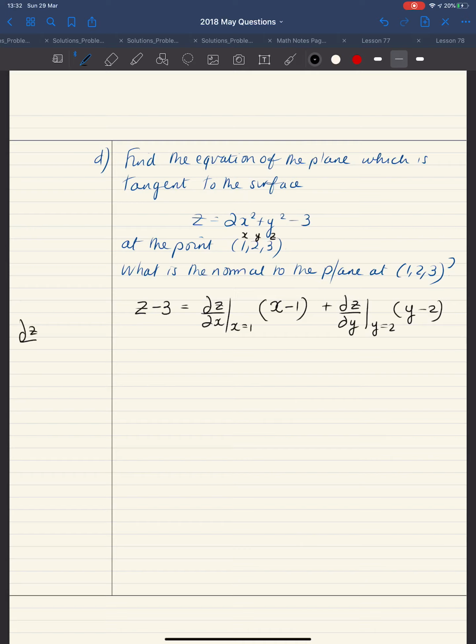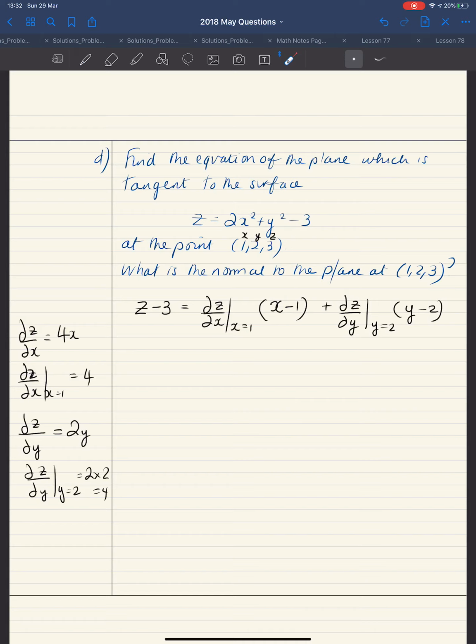Right, let's do this. dz by dx is 4x. So dz by dx, evaluated at x equals 1, is 4. dz by dy is 2y. So dz by dy, evaluated at y equals 2, is 2 times 2, which is 4. So to get dz by dx, you differentiate this. So it's 4x, and then substitute 1 to get 4. To get dz by dy, you differentiate with respect to y. So it's 2y. Then you put y is 2. 2 times 2 is 4.